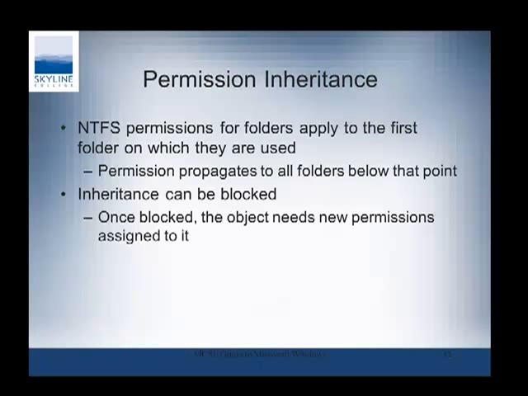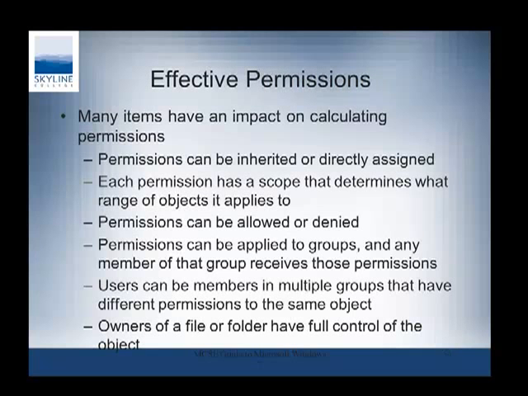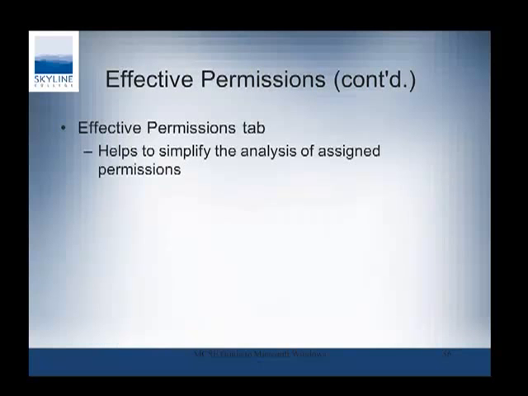Inheritance we looked at. Inheritance can be blocked. We can turn it off by going into the advanced and unchecking that one. Effective permissions can be inherited or directly assigned. We've seen that. The effective permissions are the combination of everything. And if you have no access, what's your effective permission going to be? Nothing, because we didn't give you a candy bar. Right?